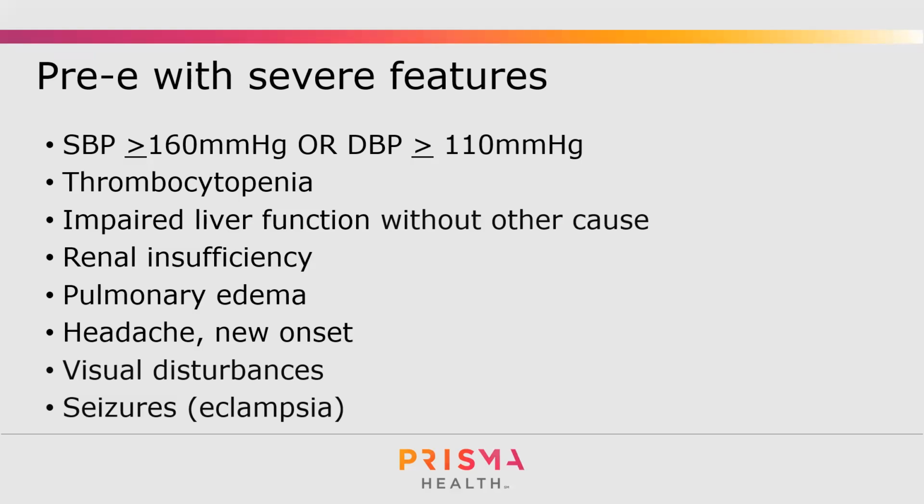Other criteria include thrombocytopenia, generally a platelet count of less than 100,000. Impaired liver function, and you would see that with an elevated AST, ALT, possibly LDH in a more severe form of preeclampsia. You would see renal insufficiency in the form of, again, we've already talked about proteinuria, but also a rising creatinine, pulmonary edema, which is fluid in the lungs, new onset headache, visual disturbances, and seizures.